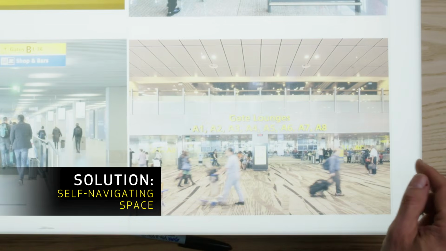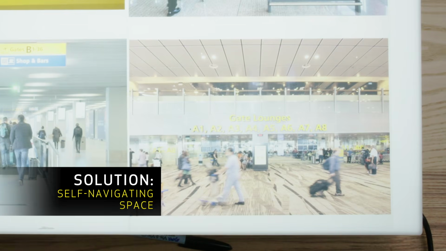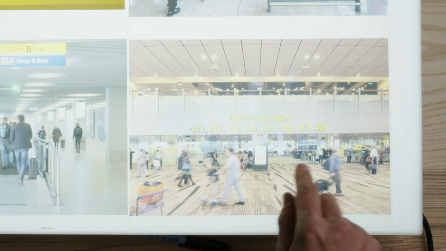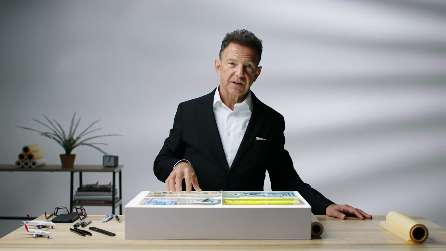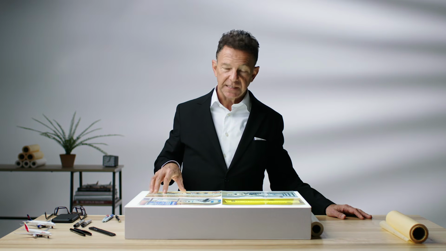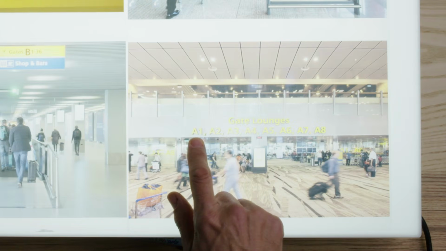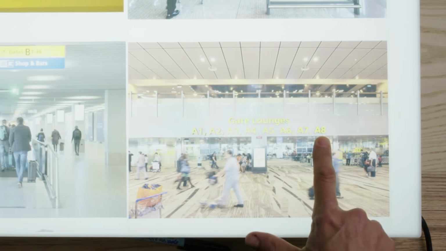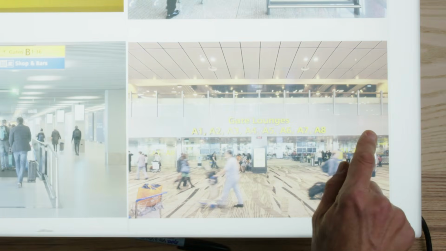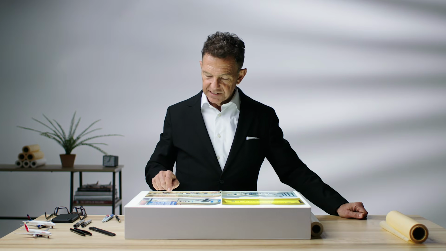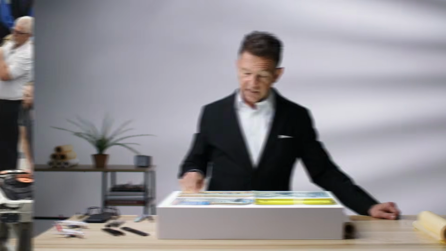Looking at this image, my eye is immediately drawn to the people themselves, and this is an argument we always make, that people contribute a lot to the color of an airport, to the visual activity. And also, it's hard to say, okay, gate lounges A1 through A8, where are they? Are they all right there? Or are they to the left or to the right? The hierarchy of the information on this image is not clear.